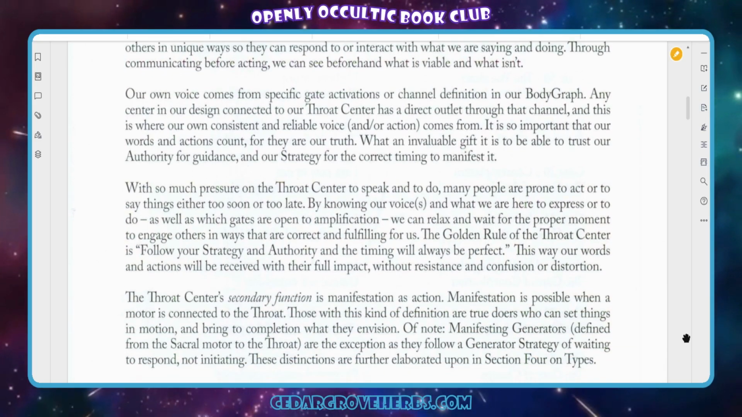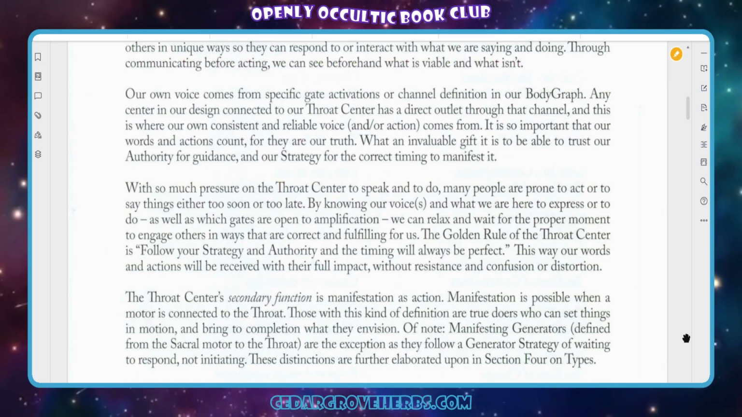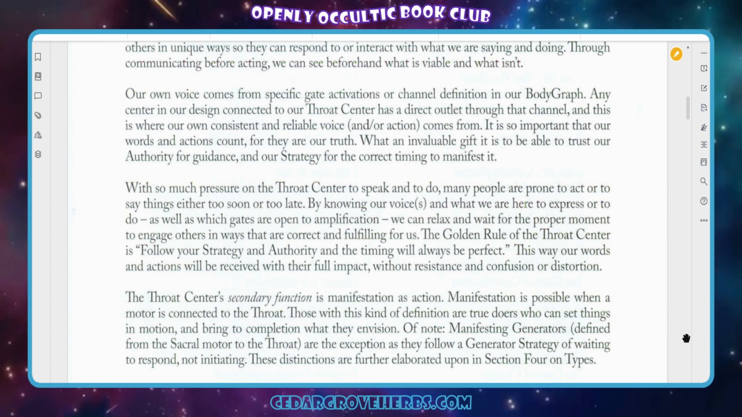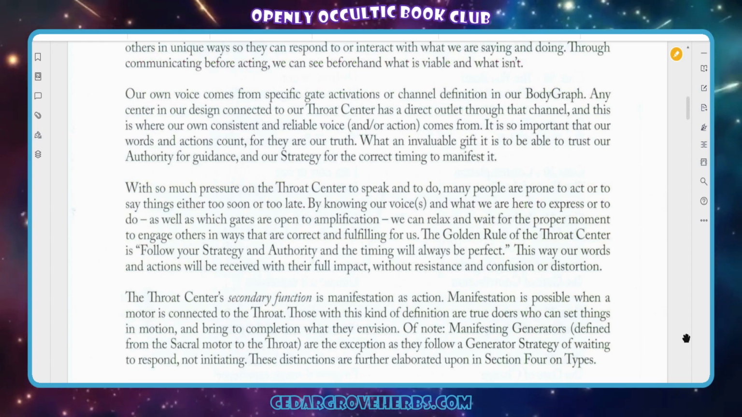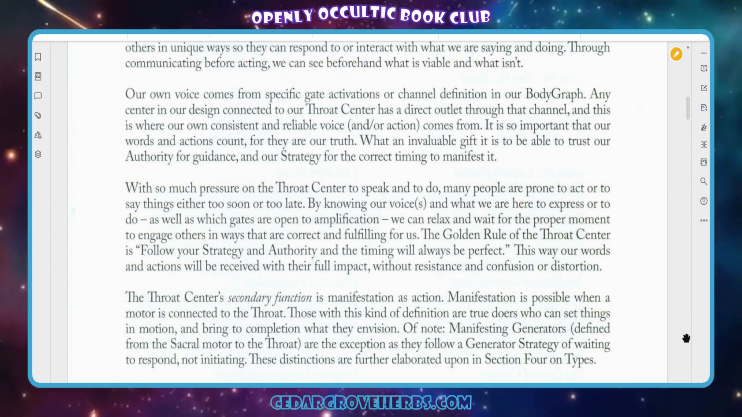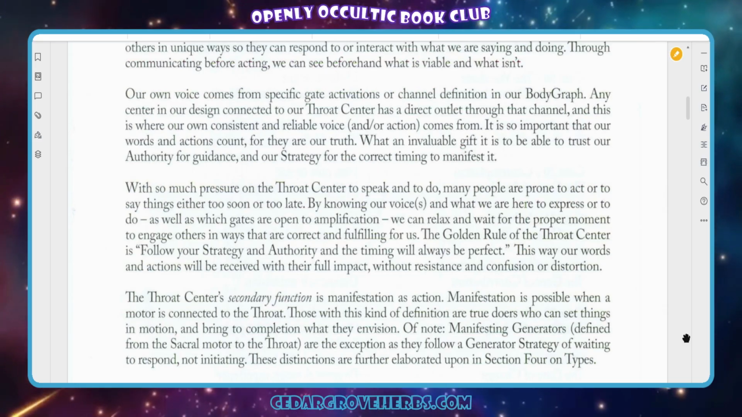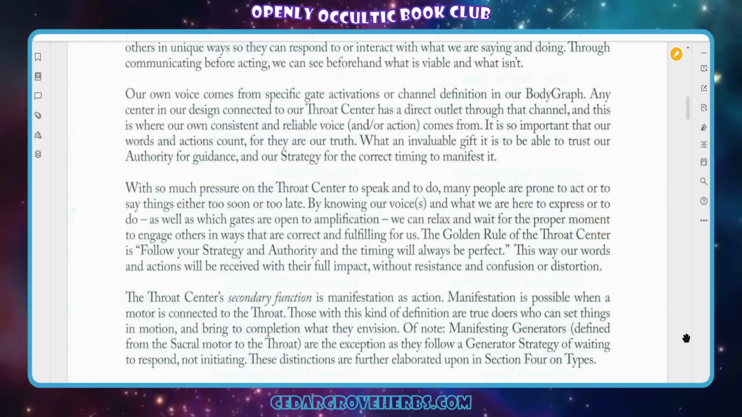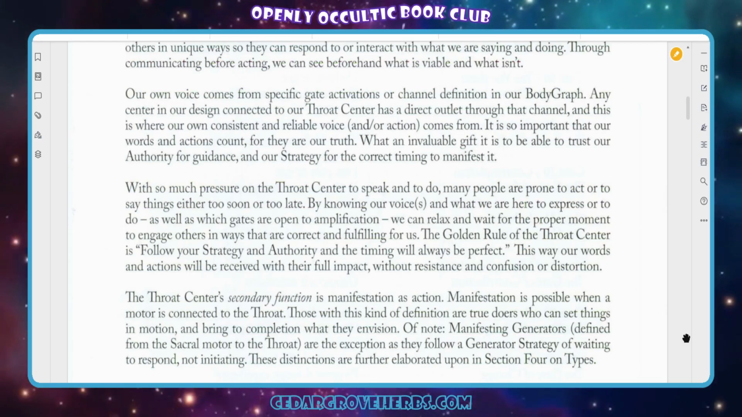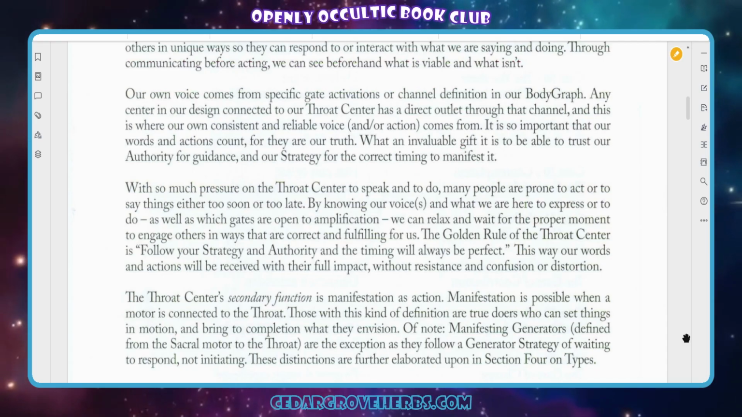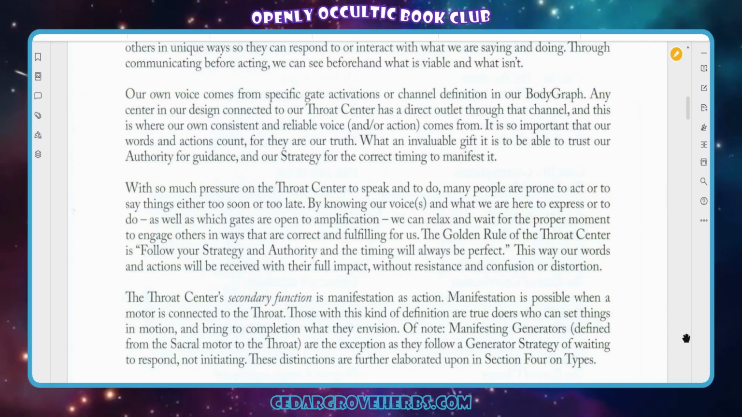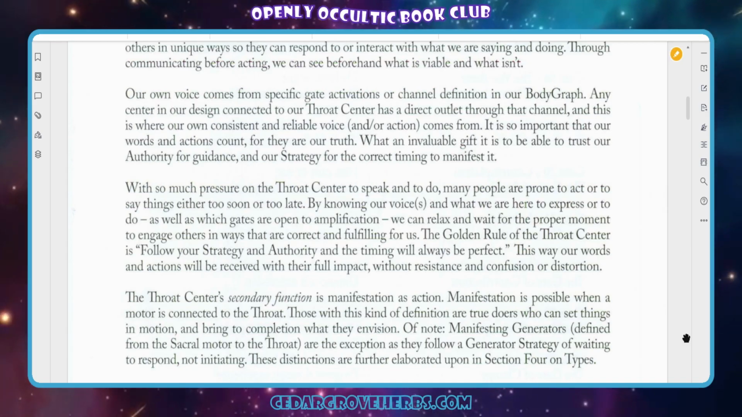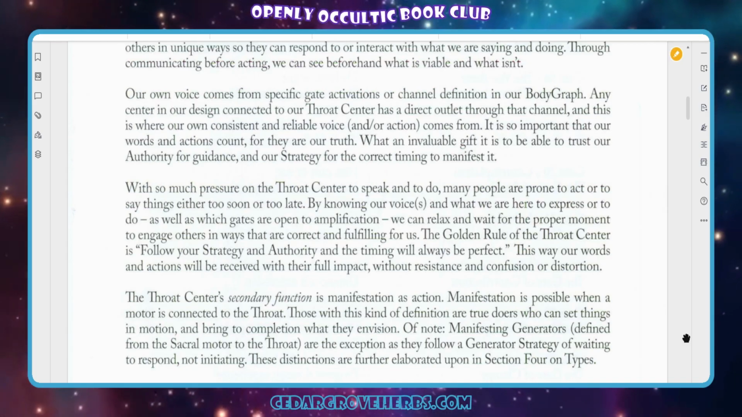Our own voice comes from specific gate activations or channel definition in our body graph. Any center in our design connected to our throat center has a direct outlet through that channel, and this is where our consistent and reliable voice and/or action comes from. It is so important that our words and actions count, for they are our truth. What an invaluable gift it is to be able to trust our authority for guidance and our strategy for the correct timing to manifest it.